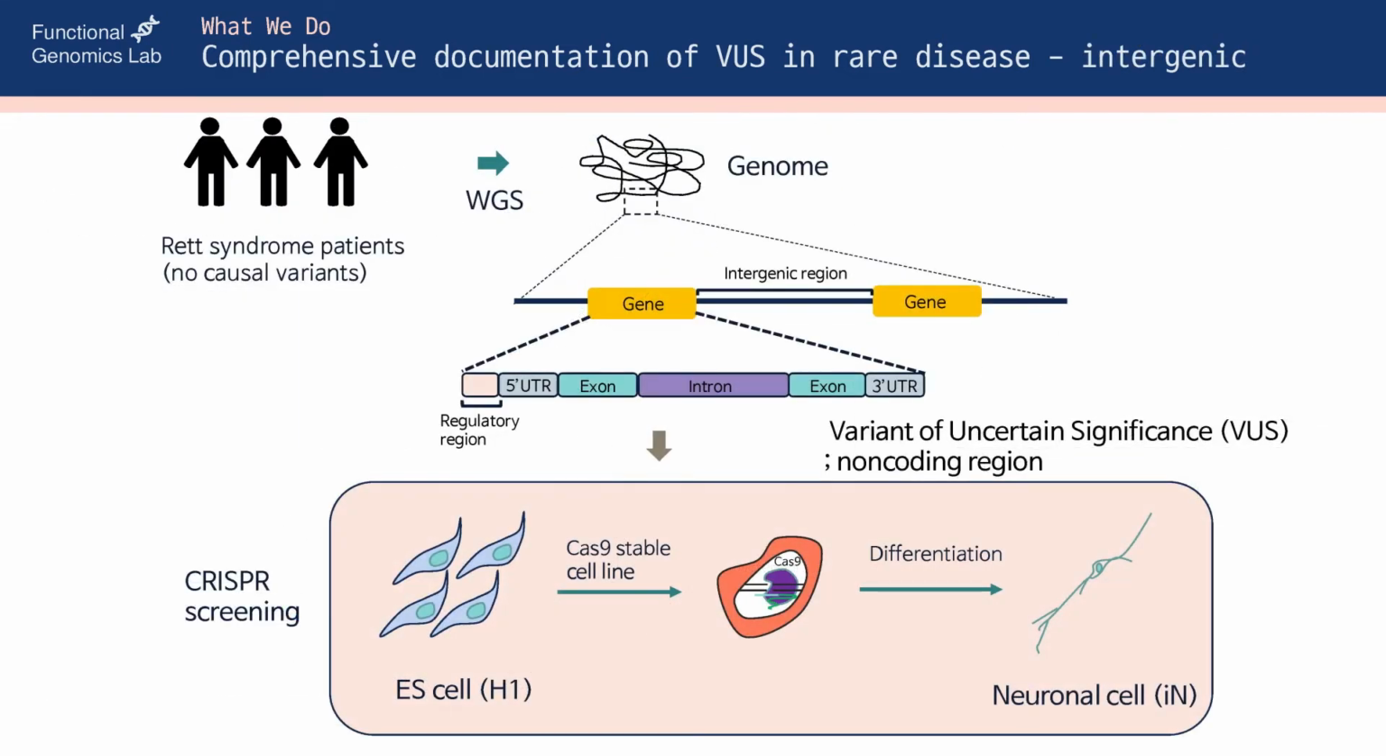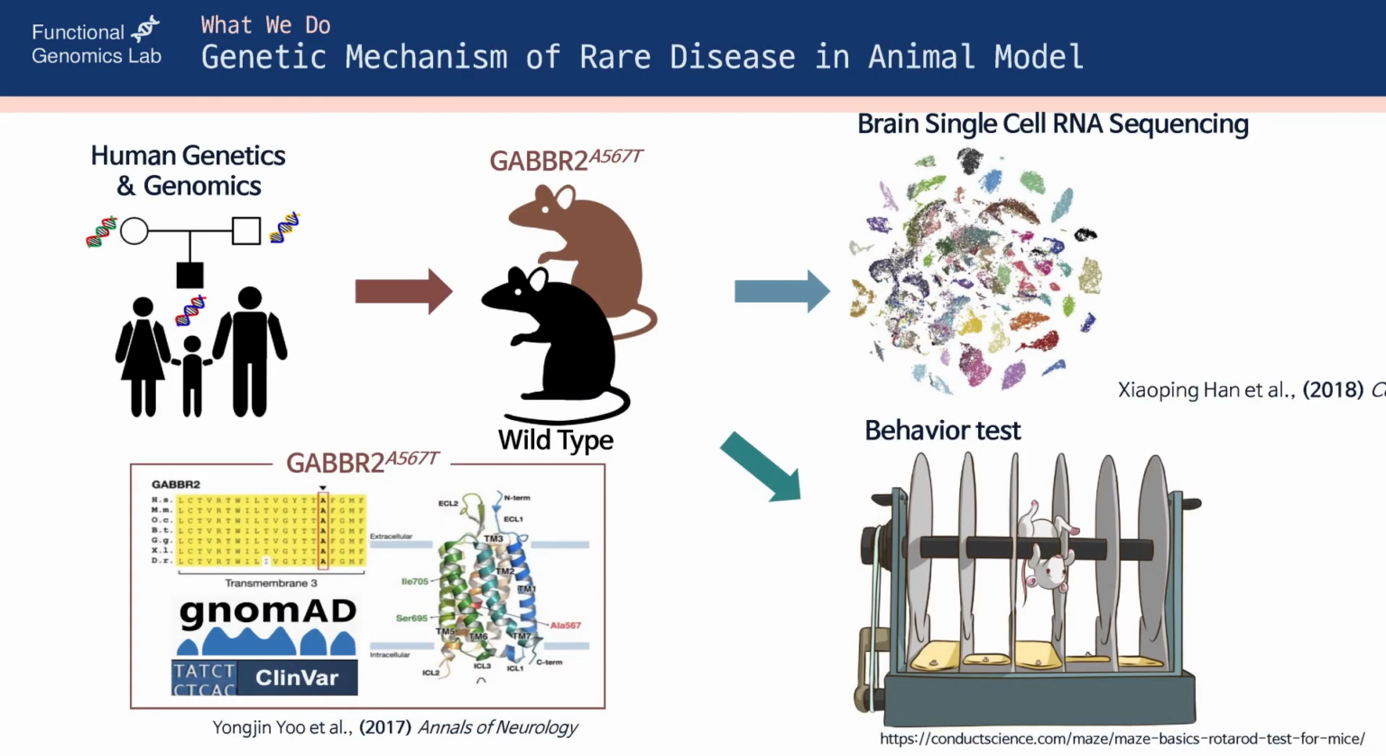Among rare diseases, we aim to investigate non-coding variants by reanalyzing Rett syndrome patients without a causal coding variant through whole genome sequencing. De novo variants found in whole genome sequencing were transduced into a neuronal cell differentiation via CRISPR screening system. To investigate the mechanism of the rare disease, especially Rett syndrome, we created mice with the disease-causing variants and tried to identify their brain developmental features through single-cell RNA sequencing of brain and behavioral tests.